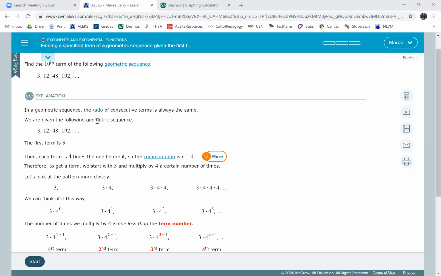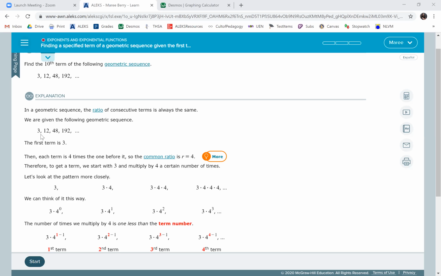First of all, they find the common ratio. And what it is, is what you're multiplying by each time. It might be a fraction, which would mean you're dividing, if it's a fraction with a numerator of 1, I guess. But it's usually you're multiplying something.